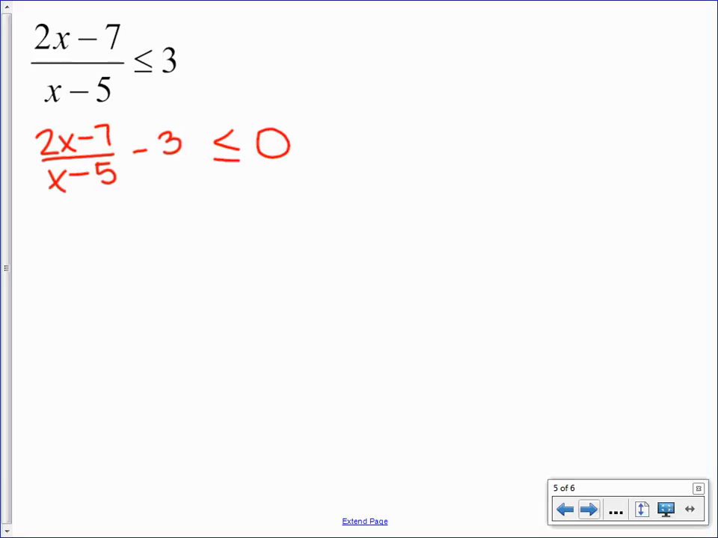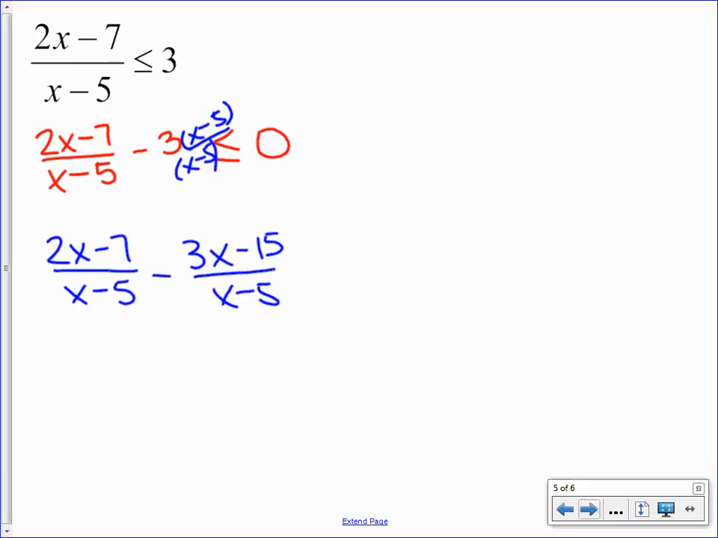Okay, so how do I take these two and subtract them? What's our common denominator? So this is going to need to be multiplied by x minus 5 over x minus 5. Right? So we have 2x minus 7 over x minus 5, and we're going to subtract 3x minus 15 over x minus 5. Right? Okay. Please be careful when you are subtracting fractions.